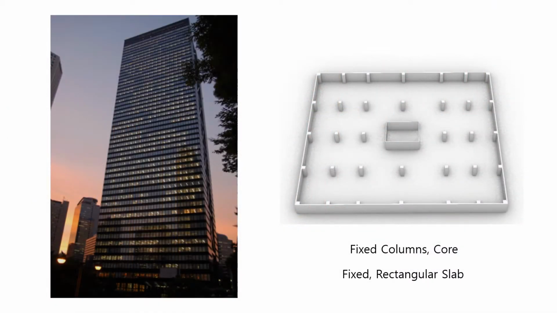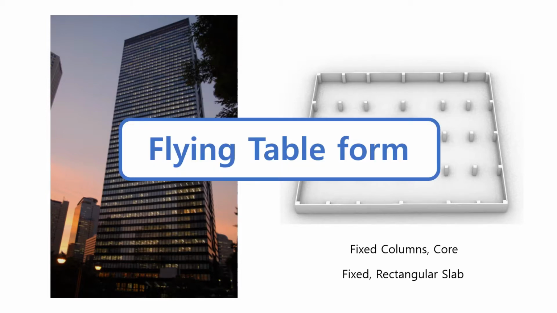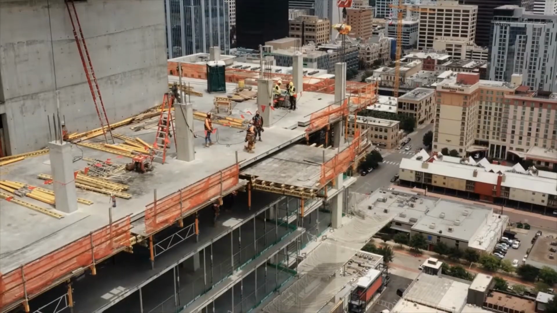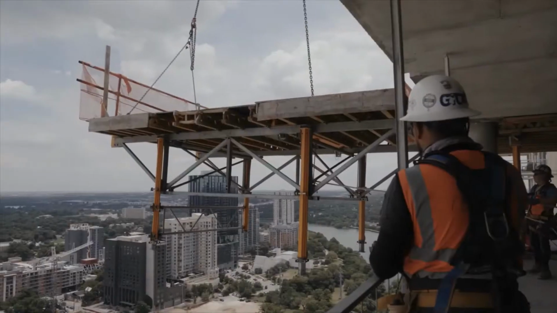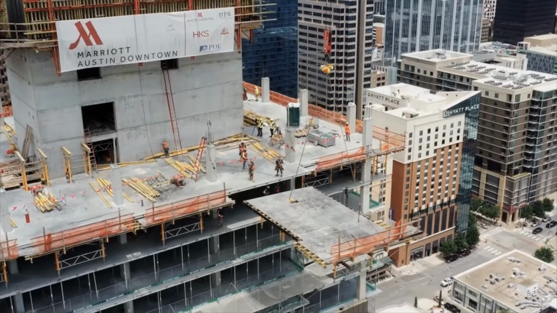Typical buildings have fixed columns and cores, and rectangular slabs are stacked up one layer without rotating. Usually when constructing slabs in these buildings, flying table techniques are often used. The flying table technique is to move slab molds with a crane.